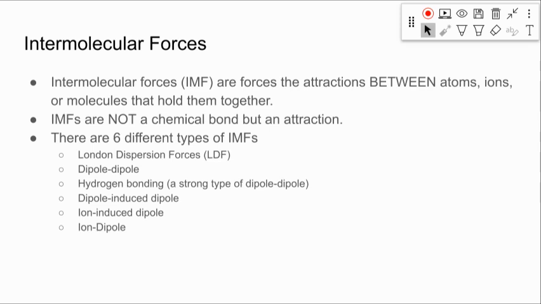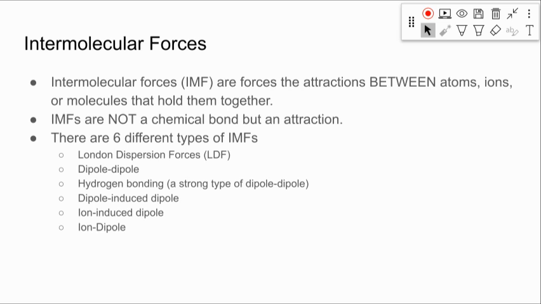It's just an attraction. But it's really important because this attraction tells us things like, is the substance going to have a high or low melting point or boiling point? Or is it going to be able to be attracted to other surfaces or not attracted to other surfaces? It's a pretty important property for us to understand different substances.